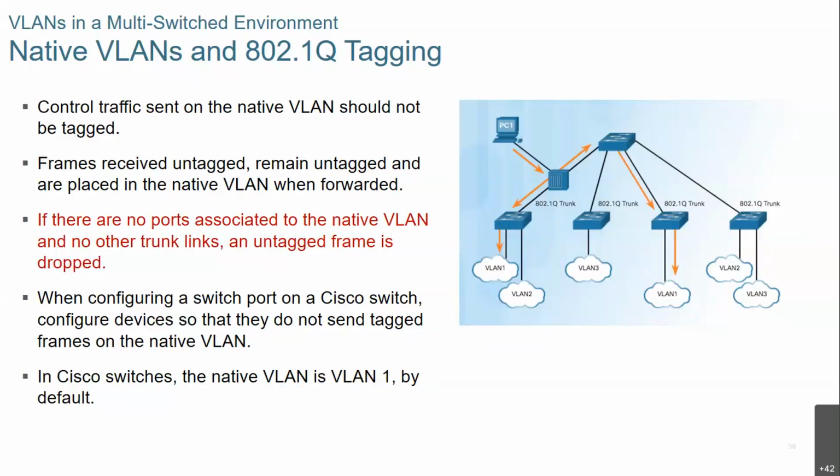When configuring a switch port on a Cisco switch, configure devices so that they do not send tagged frames on the native VLAN. Tagged frames are sent on the data VLAN. Untagged frames are sent on the native VLAN.